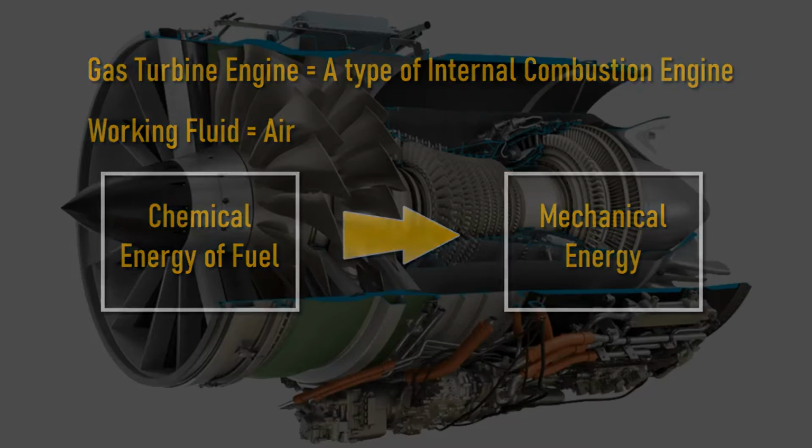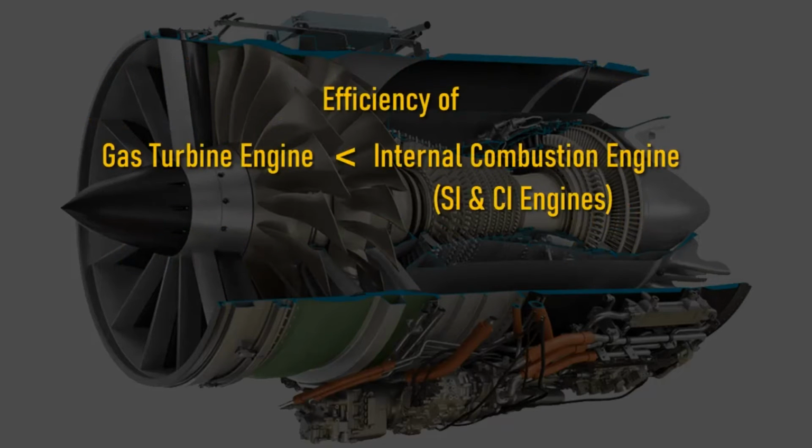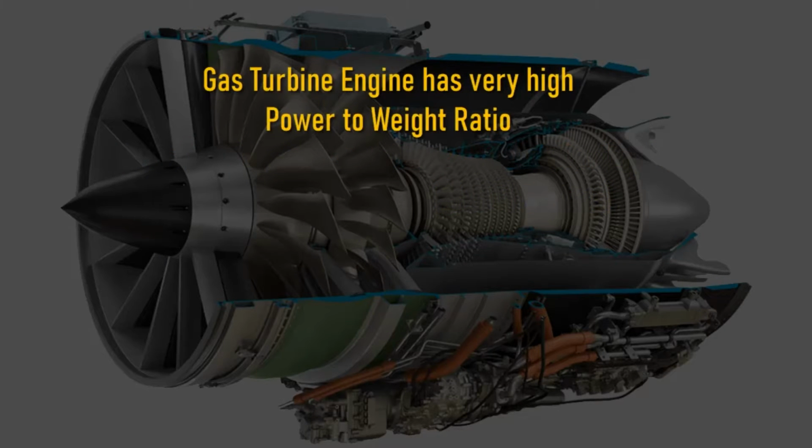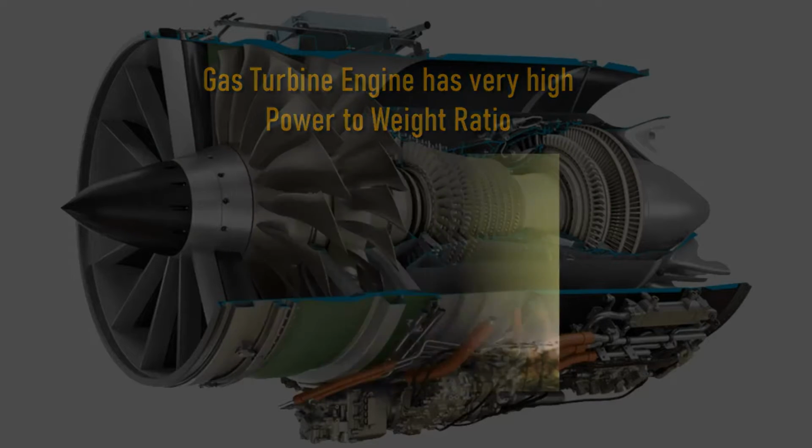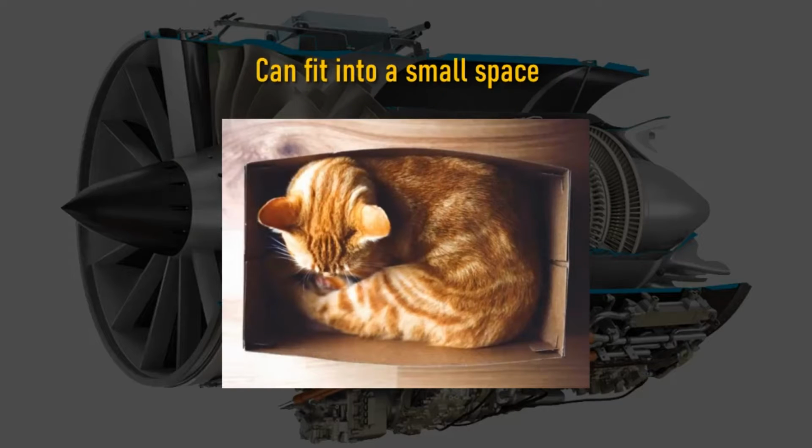The efficiency of a gas turbine engine is lower than both SI and diesel engines. However, due to its excellent power to weight ratio, its application is limitless because it can be fitted in a very small space and can produce an enormous amount of power.